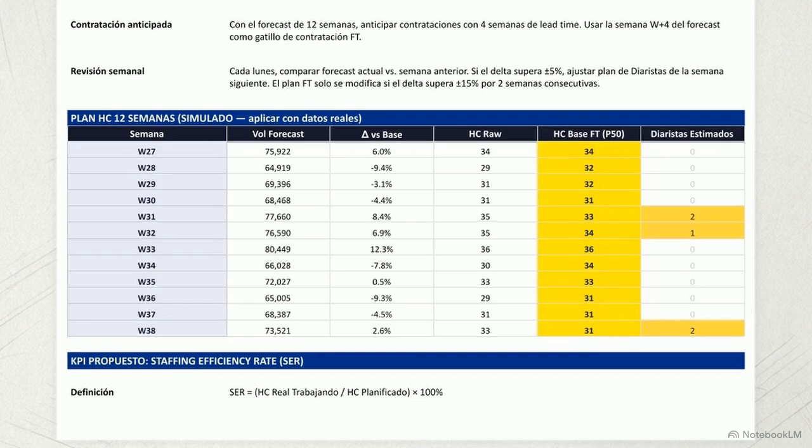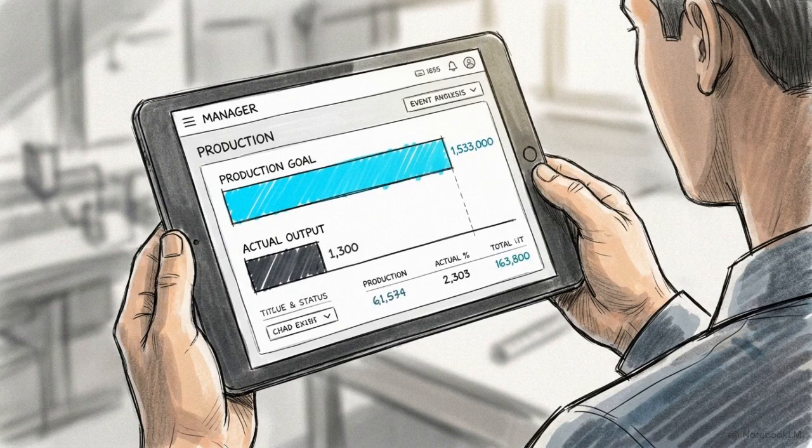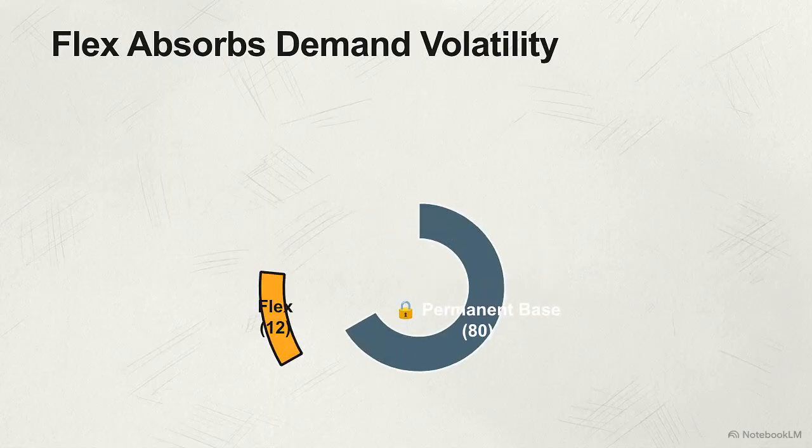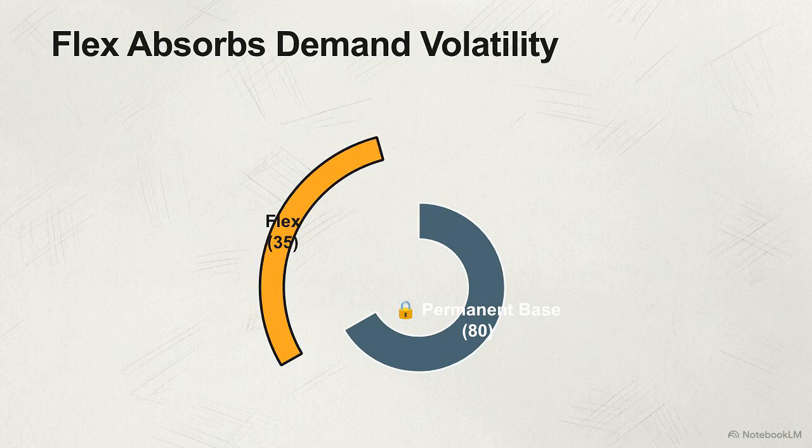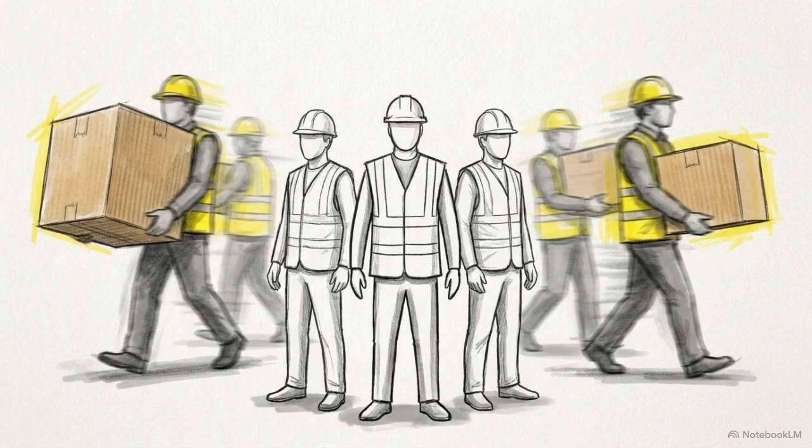For weeks where volume pushes above the base, like weeks 31 and 32, the site triggers the flex layer, deploying daily contractors to absorb excess demand. Each week, operations teams compare the actual volume to the forecast. If there is a shift of more than 5%, they adjust the flex layer of contractors, leaving the permanent base untouched. Strategic S&OP deliberately isolates market volatility into a flexible buffer to strictly protect the stability of the core permanent workforce.